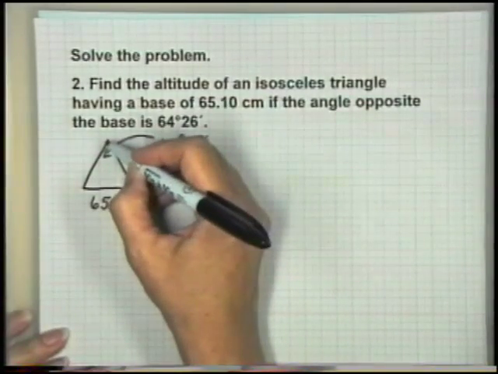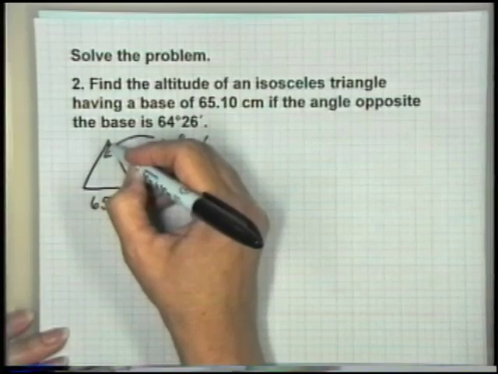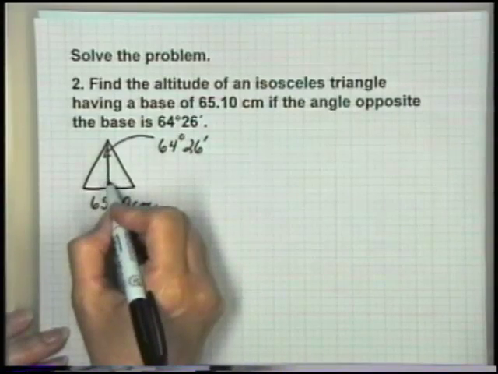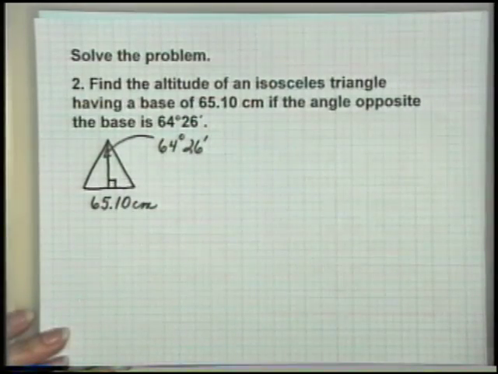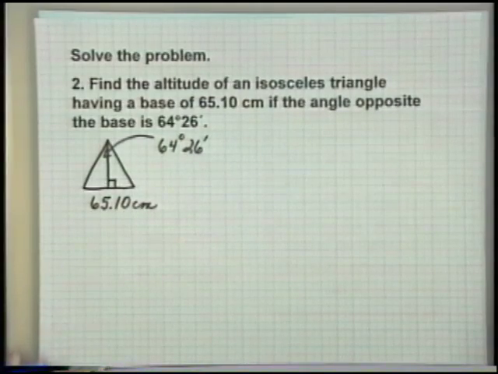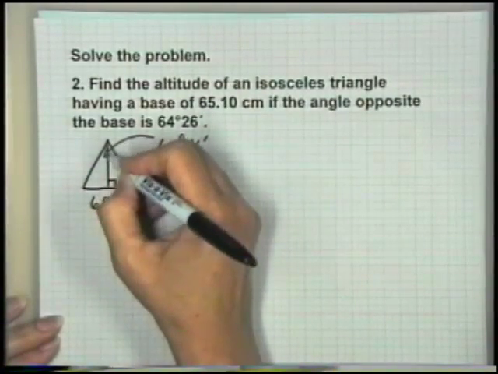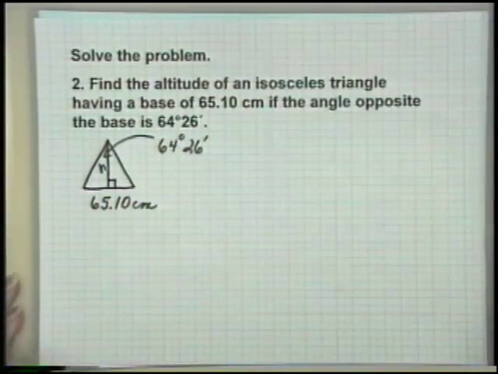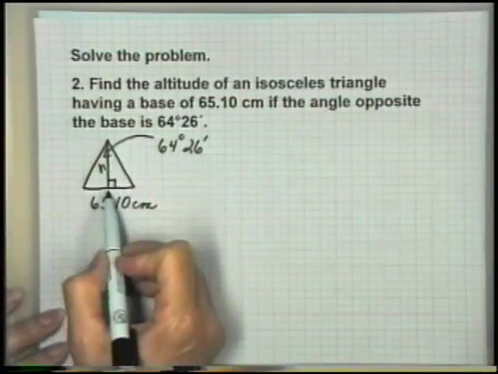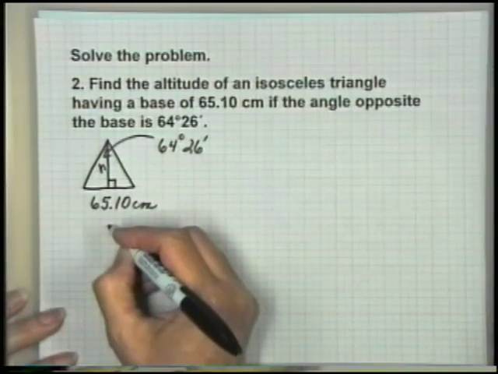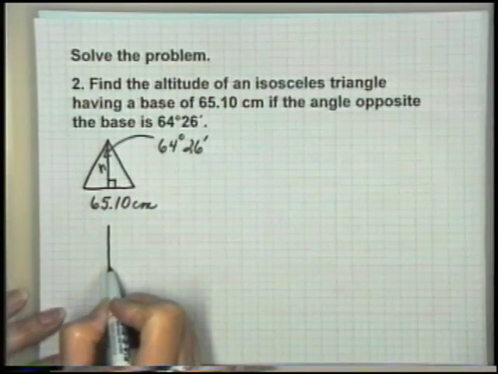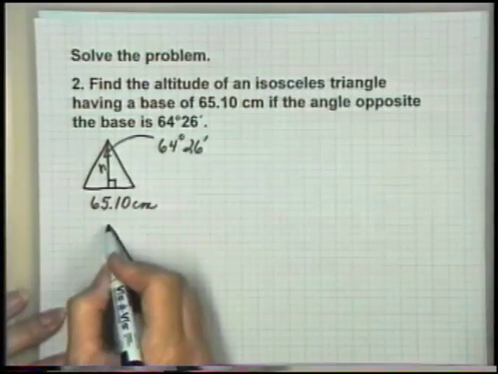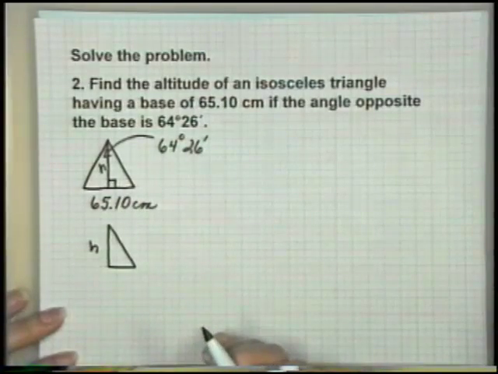Well, it is the line that bisects the angle opposite the base, and it also bisects the base, forming a right angle. So I think what we'll do here, they're asking us to find the length of that. Usually we call it the height of the triangle, so I think I'll just call it H in this case, but I think I'll draw this smaller right triangle so we can just focus on that, where we know we're looking for H.